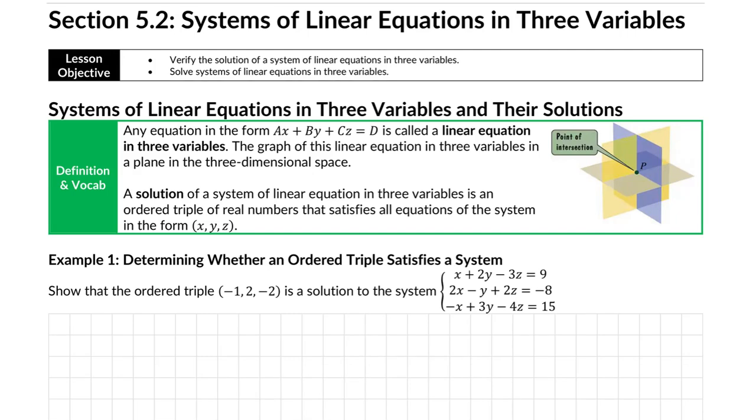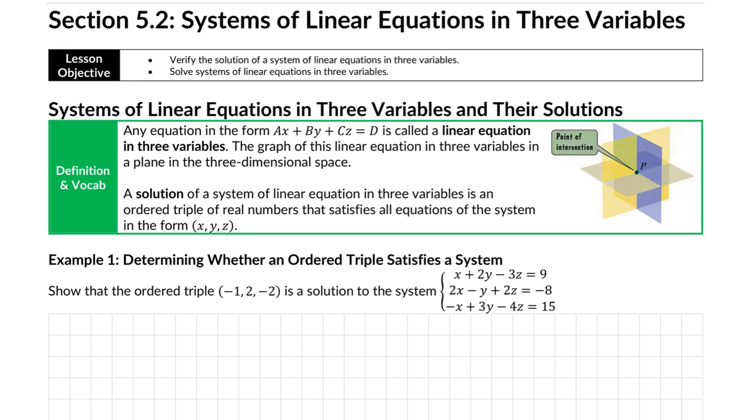Section 5.2 builds on the idea of solving systems of equations in two variables. This time, we're going to have systems of equations in three variables: x, y, z. If there's three variables, we're going to need three equations at a time to solve them. Two equations, two variables; three equations, three variables. One equation, one variable.